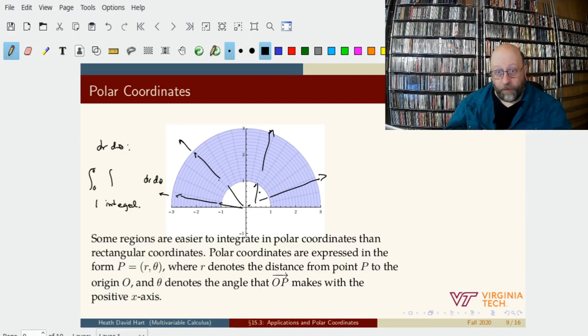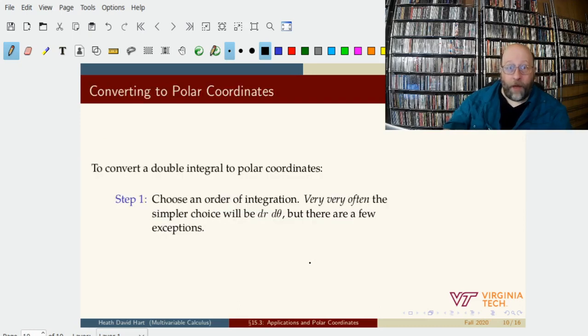The small circle has a radius of 1. The large circle has a radius of 3. And that's so much easier than what we would have been doing before. And then some stuff goes here in the center that we don't know what that is. But this region is much easier to integrate in polar coordinates. Okay? And so let's talk about how we're going to convert a double integral to polar coordinates.